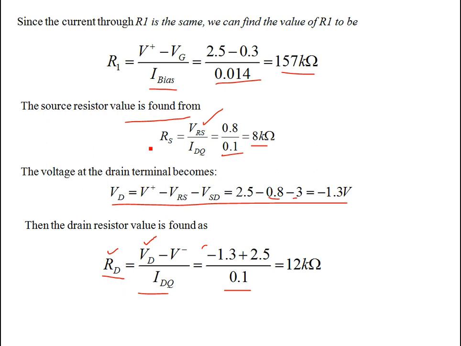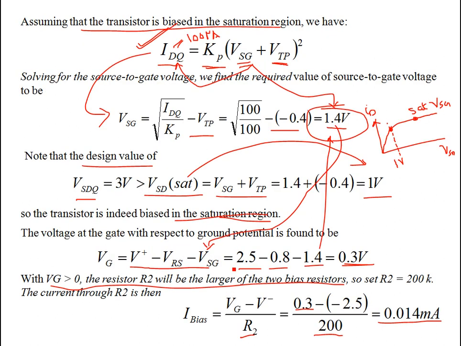V positive is 2.5 volts, then VRS is 0.8 volts, and VSD Q is already given, so that's 3 volts. What you get is minus 1.3 volts as VD. Then you use this VD to determine RD, and you find this as 12 kilo ohms for the same IDQ. Everything is known now, fine.